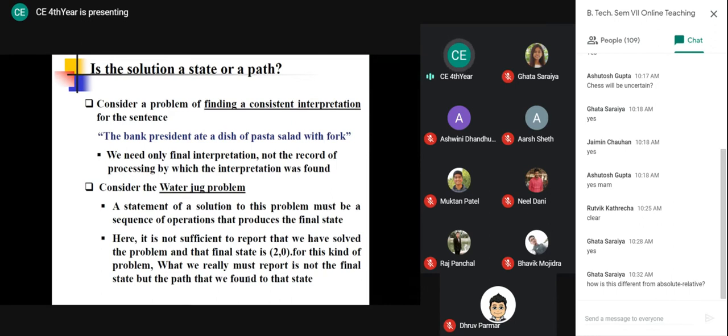First I am filling the 4 gallon. Then I am filling the 3 gallon. Means the whole path found to that particular state, right? That you have to report. So this is the example of a path problem. So clear? Again I repeat.